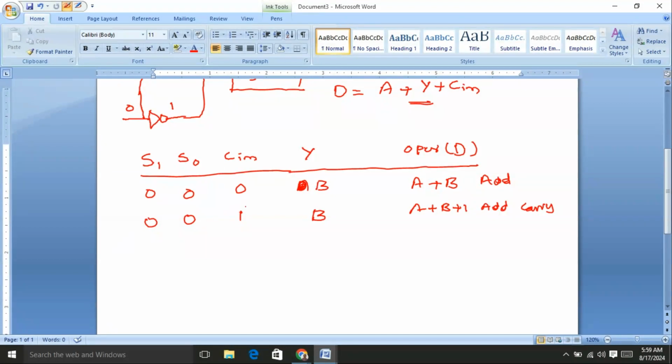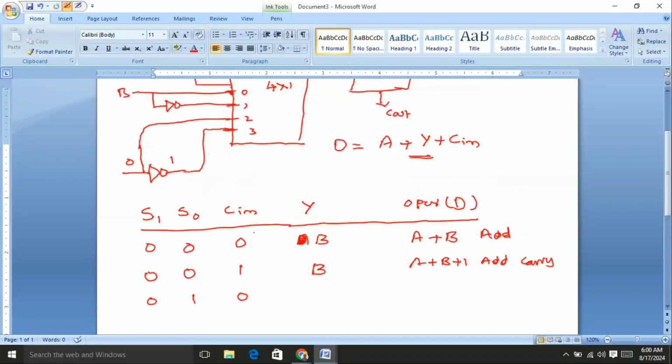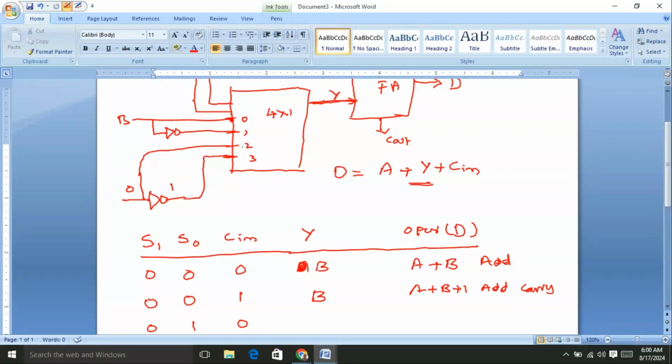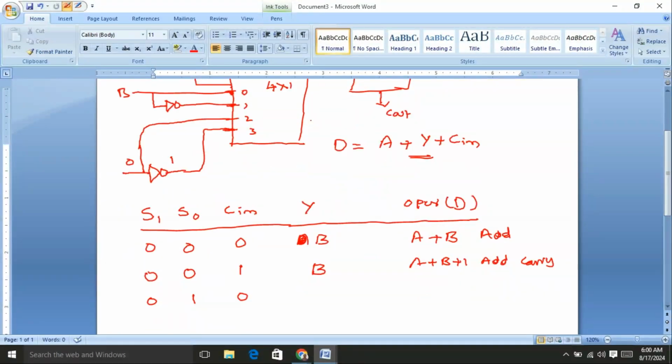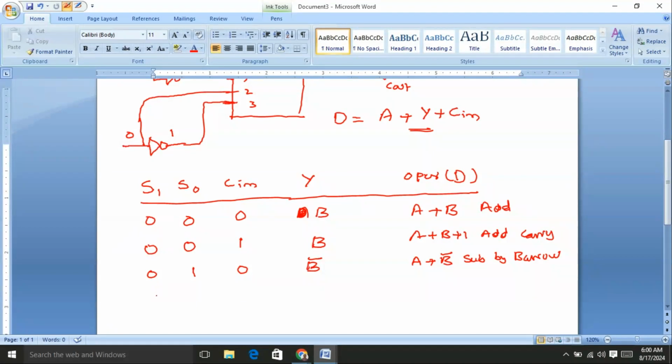In this way, now I am going to consider S1 equal to 0, S0 equal to 1, and there is no input carry. The second input of the multiplexer, B bar, is turned as the output of the multiplexer. Now here, the value of Y equal to B bar, A comes directly to the full adder, A plus B bar. Here, 1 is missing. This is subtraction with borrow.